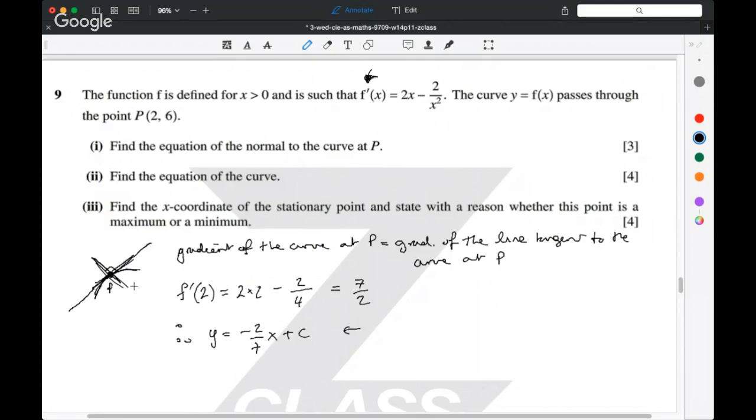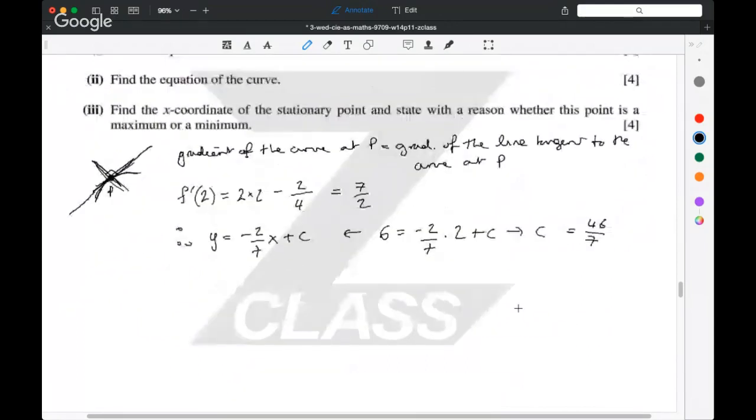We know that it passes through P, so we can plug in the values of P to find out what C is, right? So 6 is equal to -2 over 7 times 2 plus C, and this gives us that C is equal to 46 over 7, which is not very nice, but what can you do? So therefore our equation of the line is y is equal to -2 over 7 x plus 46 over 7.